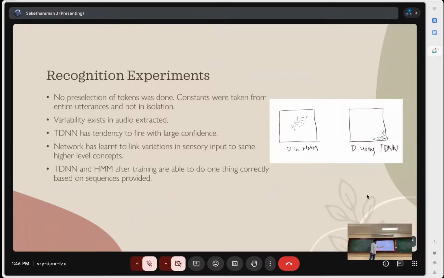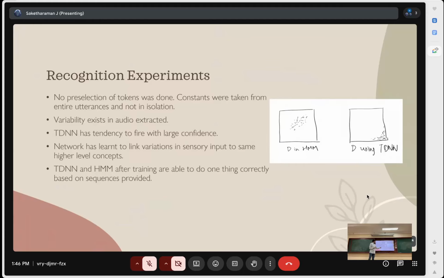The network learns to link variations in sensory input to saying. Basically, if two people have completely different ways of pronouncing a certain word, the network might take a longer route for the harder pronunciation, but in the end, it reaches the same word and is able to accurately tell you what word or what value that is.